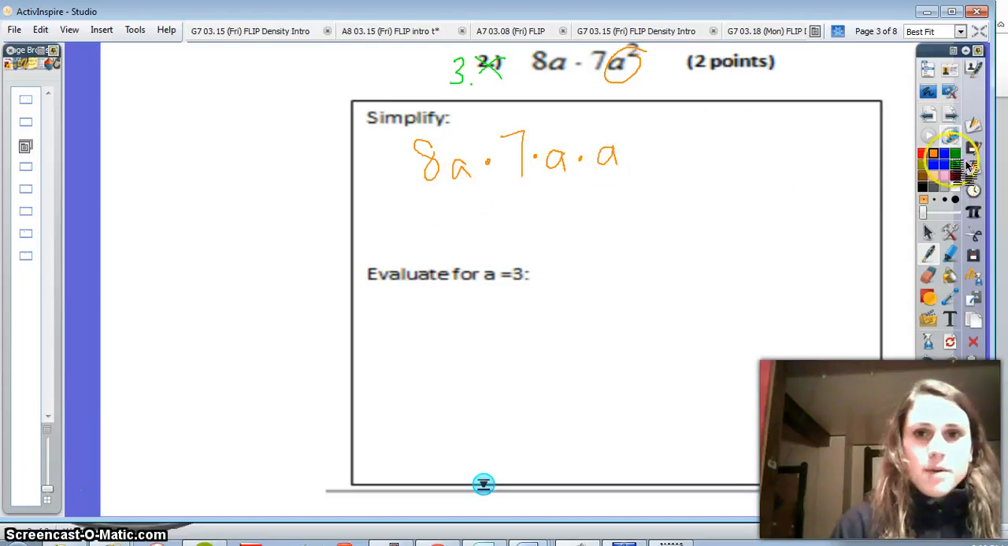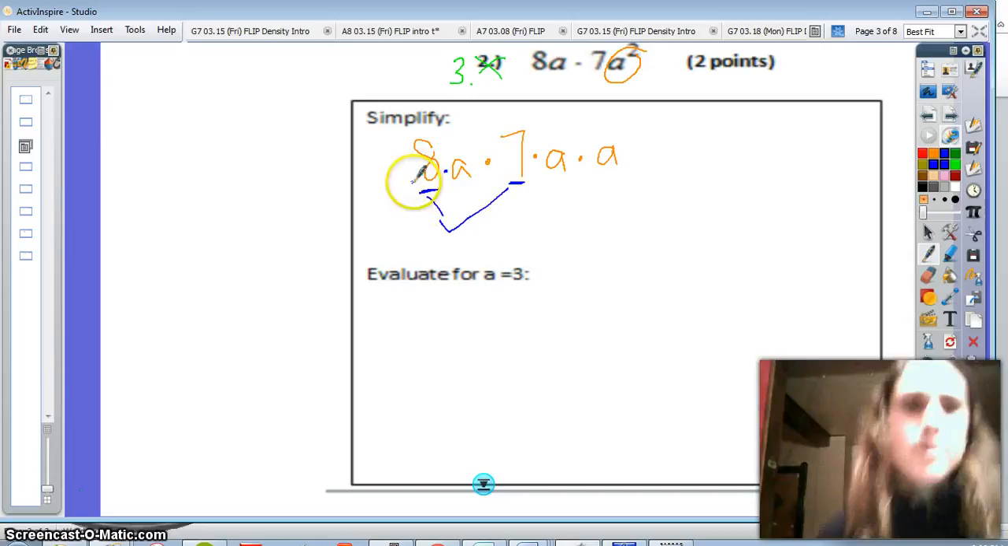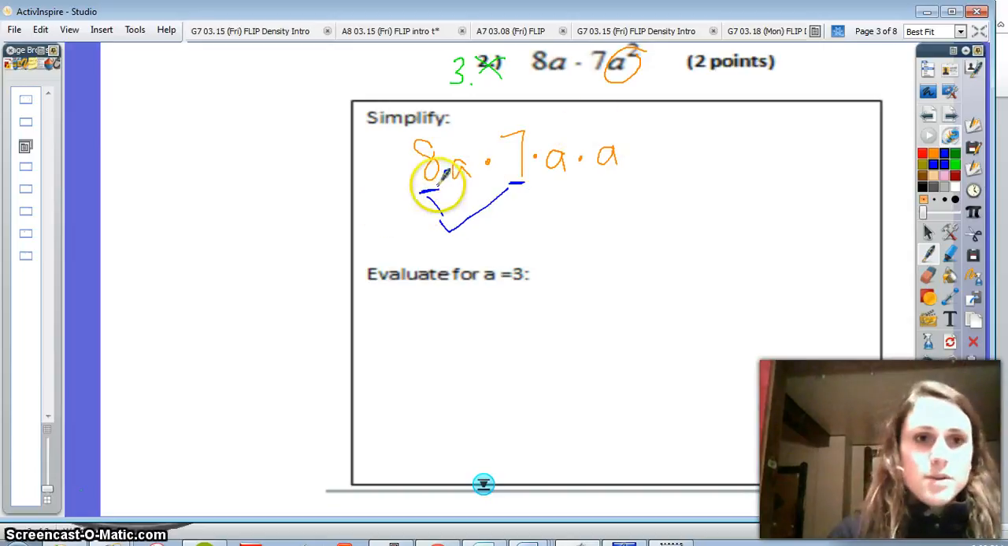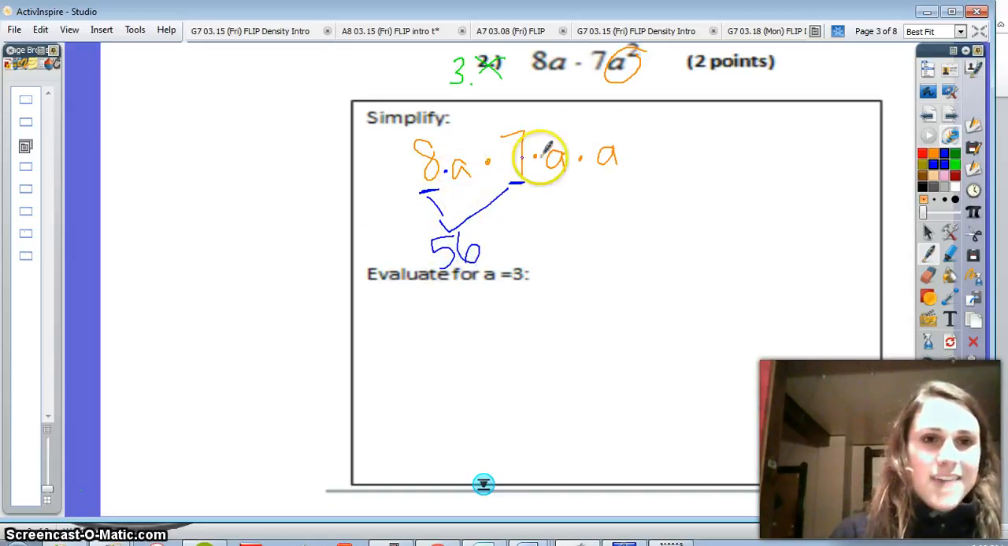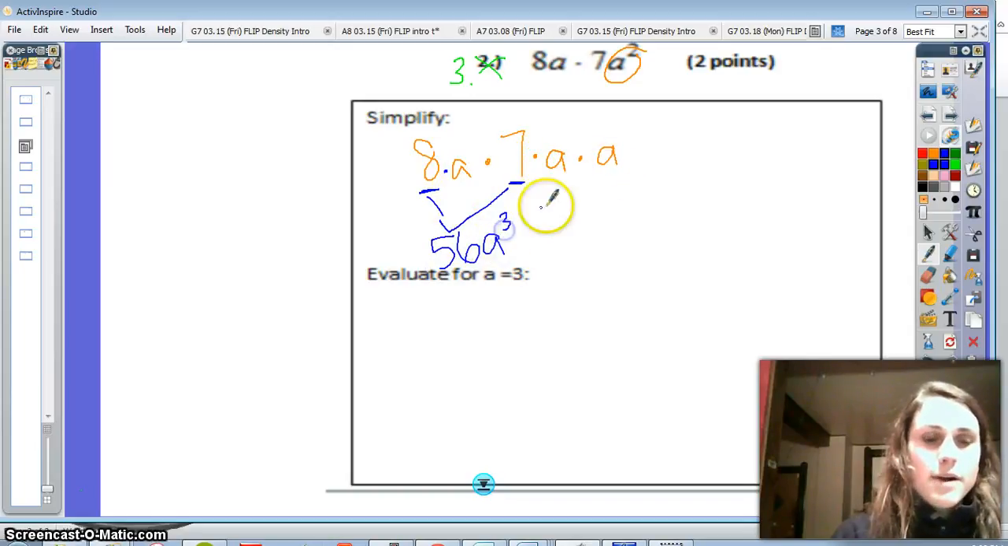So then we see that we're going to combine like terms. We have 2 coefficients, and they are being multiplied together. All of these terms are being multiplied. So we're going to perform multiplication between like terms. So 8 times 7 is 56. And then we have a times a times a, a to the third power. That is this expression in simplified form.